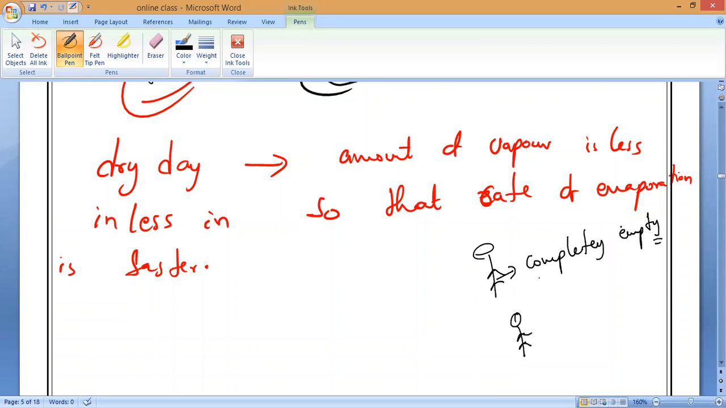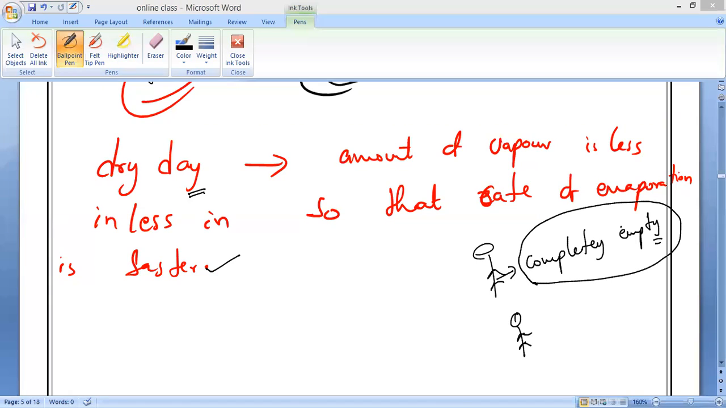The same way here. If the humidity is very low in the air, meaning water vapor is very little, then the rate of evaporation increases or decreases? Increases. Understand? So that is the third one.